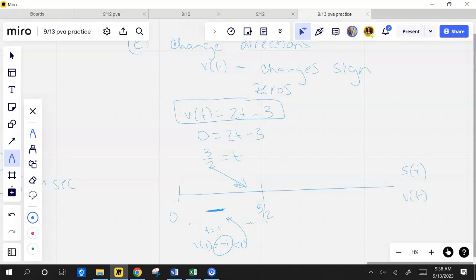So what's a good easy number I can plug in past 3 halves? 2. Okay, so if I plug in t equals 2, I get a positive number. Do you agree? Which means my position function is increasing. That means velocity would be above, correct?